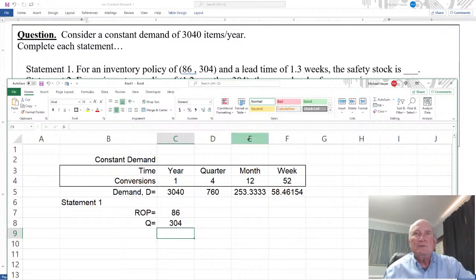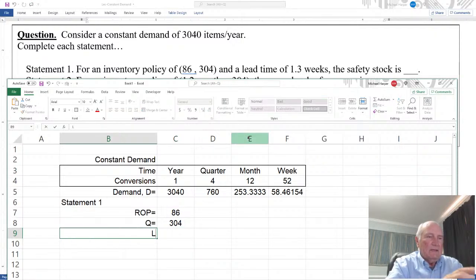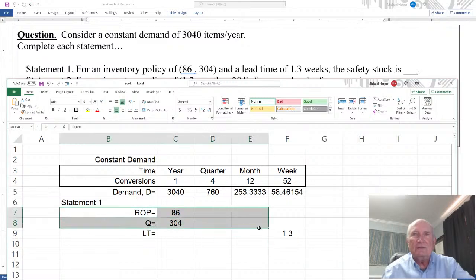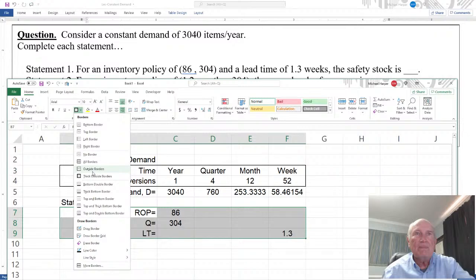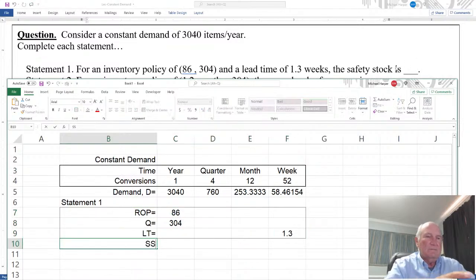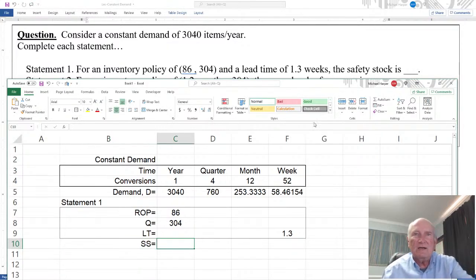The lead time equals 1.3, but it's weeks. So we come over here into weeks and say 1.3 weeks. So that's what we have. Let's box this in. So that's what is given, and what we want is the safety stock. What is the safety stock? This is what we're after.